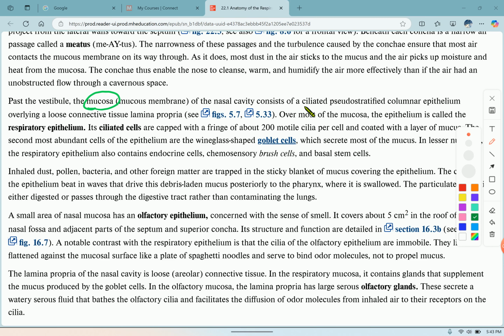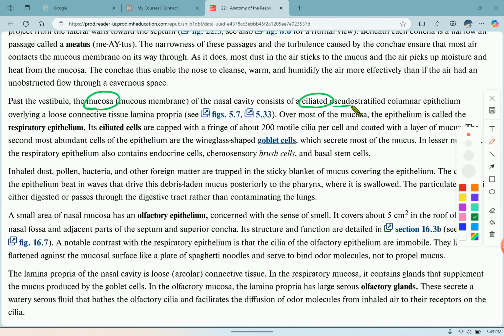Okay, the trachea is also ciliated. Ciliated means it has these little hair-like projections, and the purpose of cilia is to move foreign particles away from the lung field. So it will move foreign particles from the lung field up into the throat area.